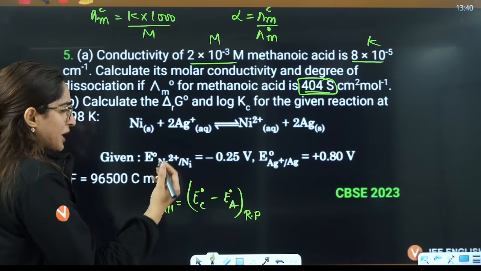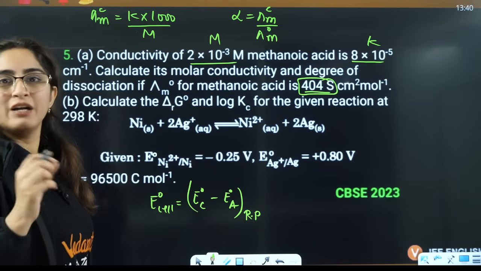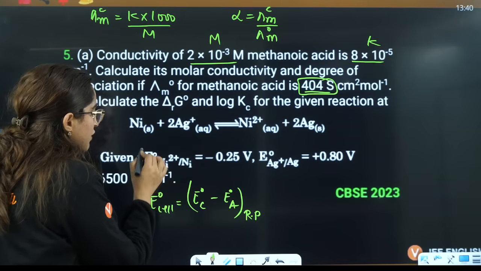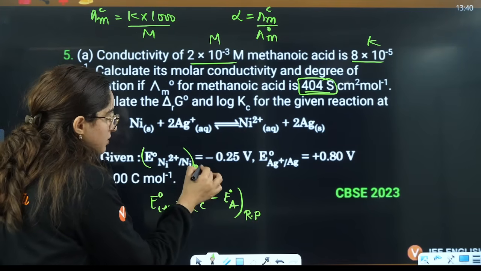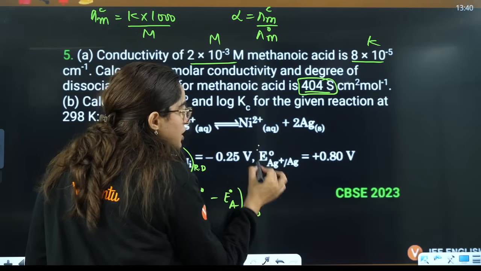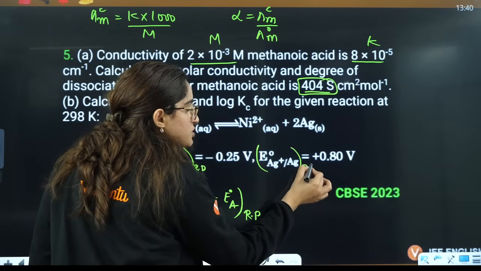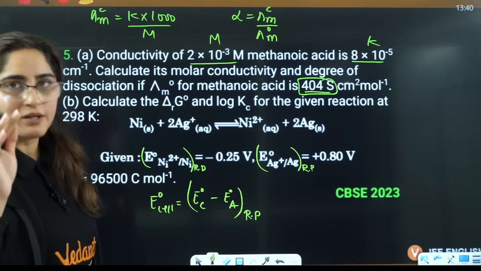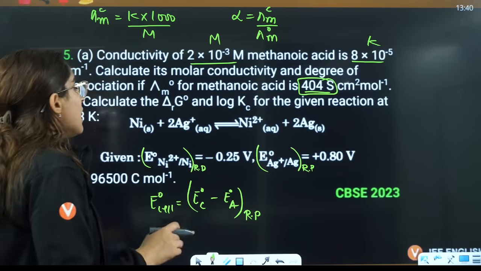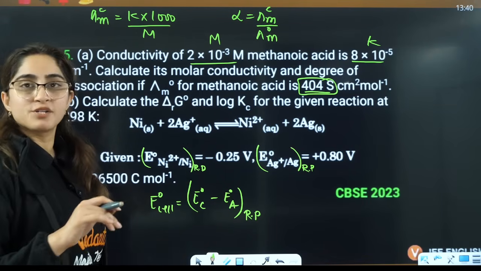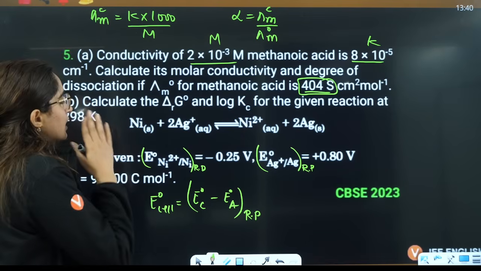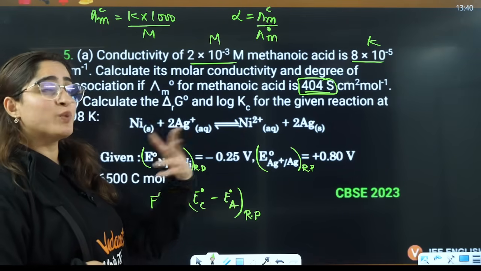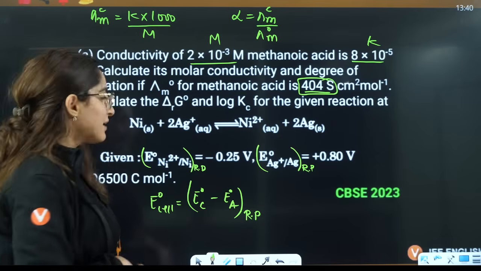In reduction potential, oxidation number will decrease. This is going from 2 to 0, that means this is definitely the reduction potential. This is going from 1 to 0, oxidation number is decreasing, so definitely it is also the reduction potential, right? Now, what is cathode and what is anode? Let's talk about that, right? If they would have given oxidation potential, just put minus in front, you will get your reduction potential, right?